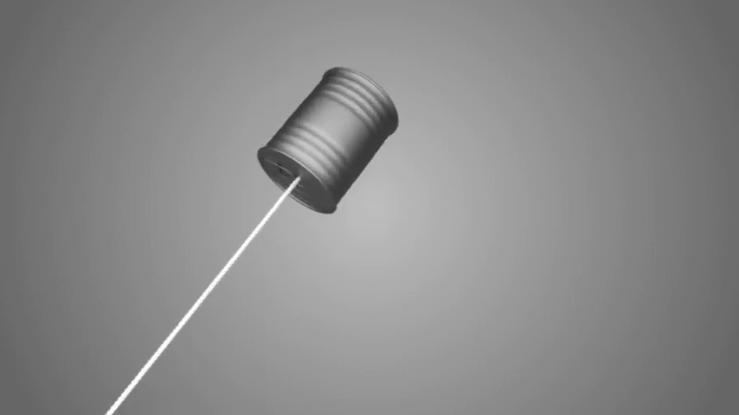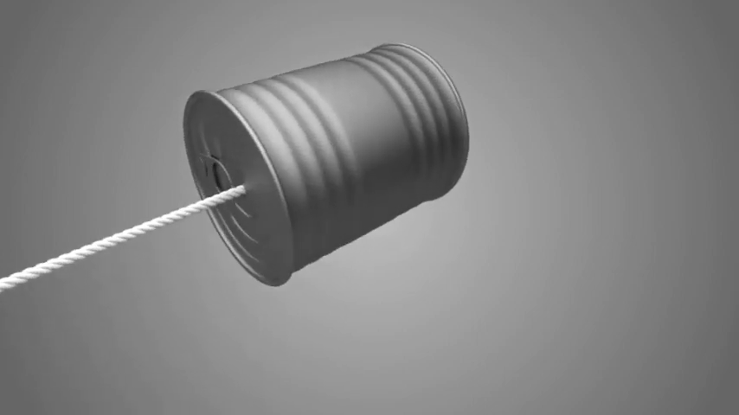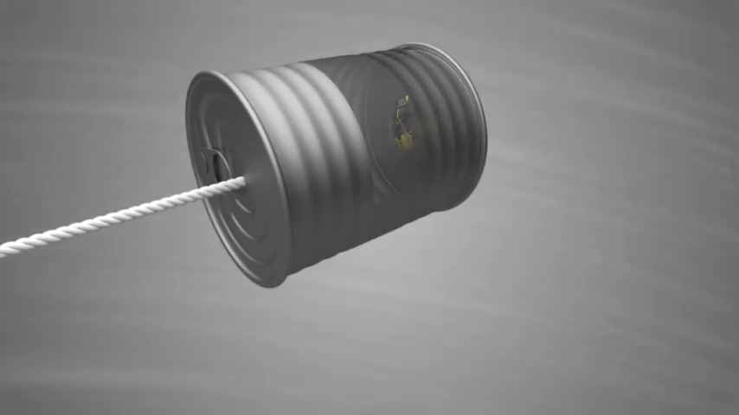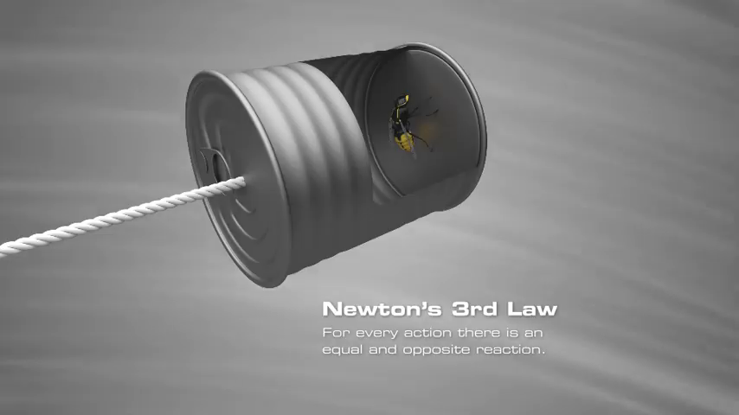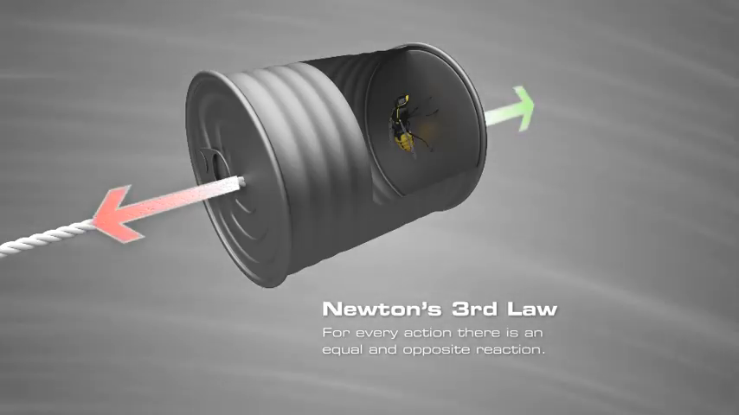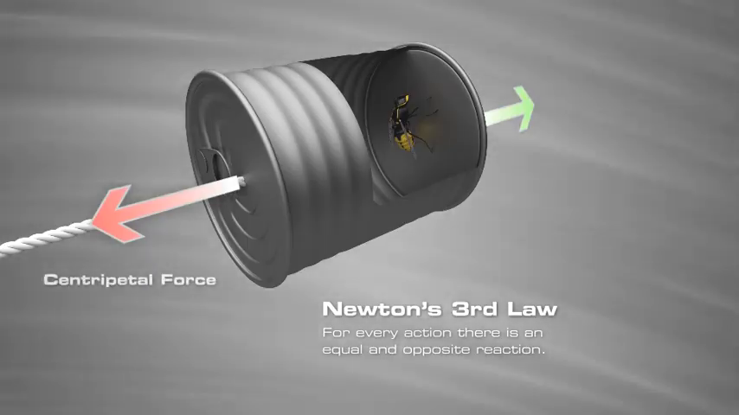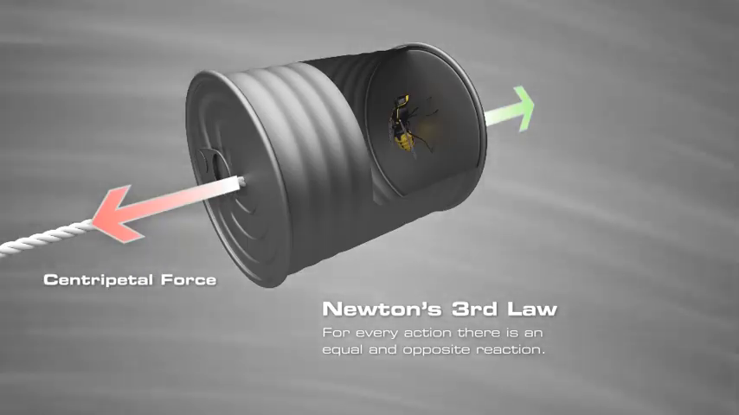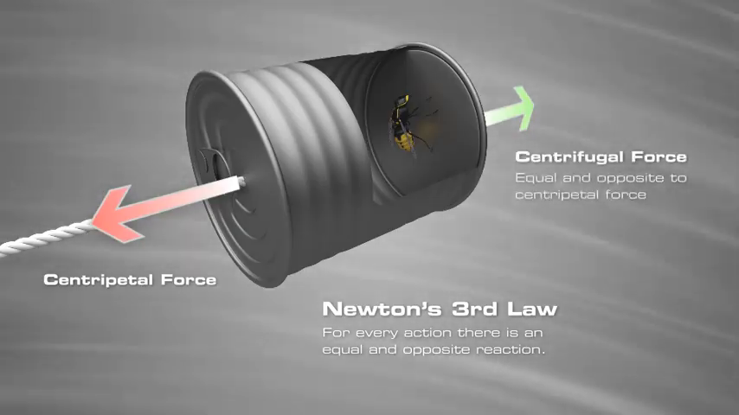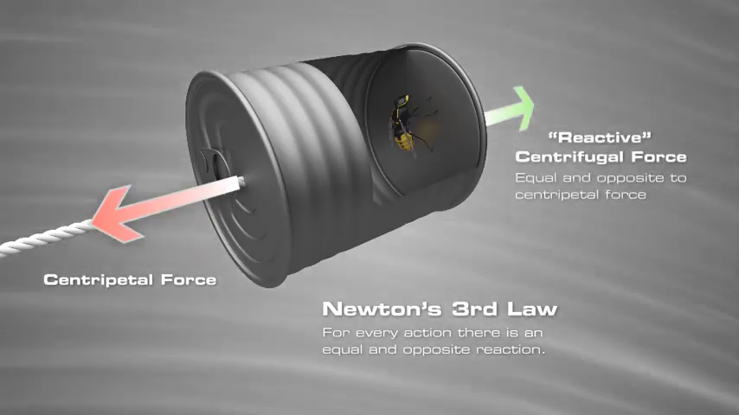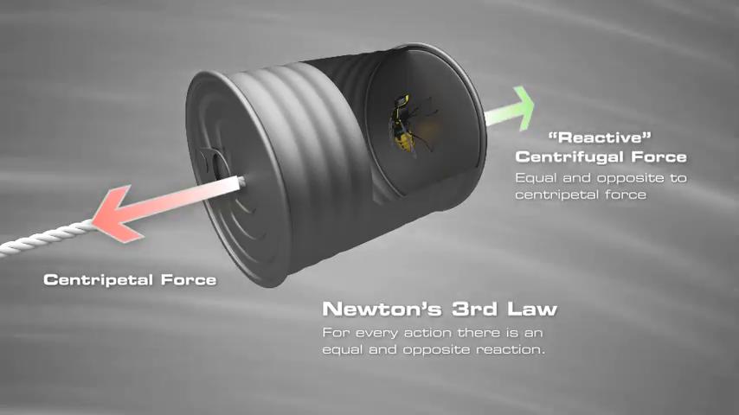There are two perspectives in this example, outside of the can and inside the can. As Newton's third law states, for every action, there is an equal and opposite reaction. From outside of the can, there should be an outward reaction force to the centripetal force. This center-fleeing force is known as the centrifugal force. The reactive centrifugal force is the reaction force to a centripetal force.